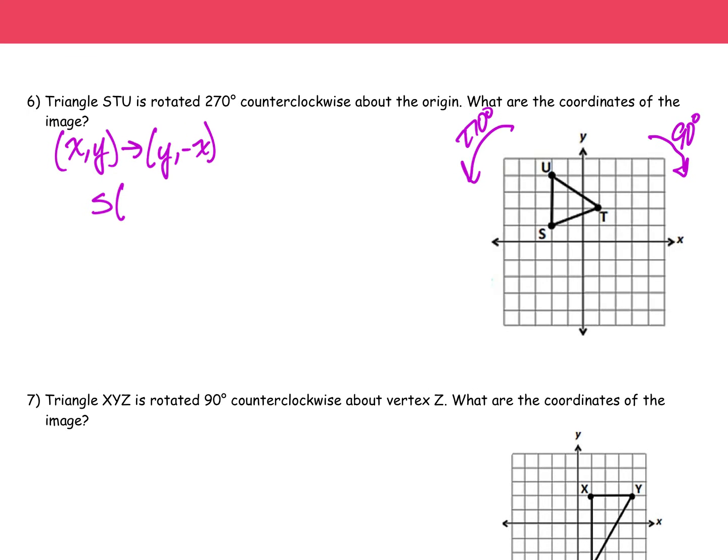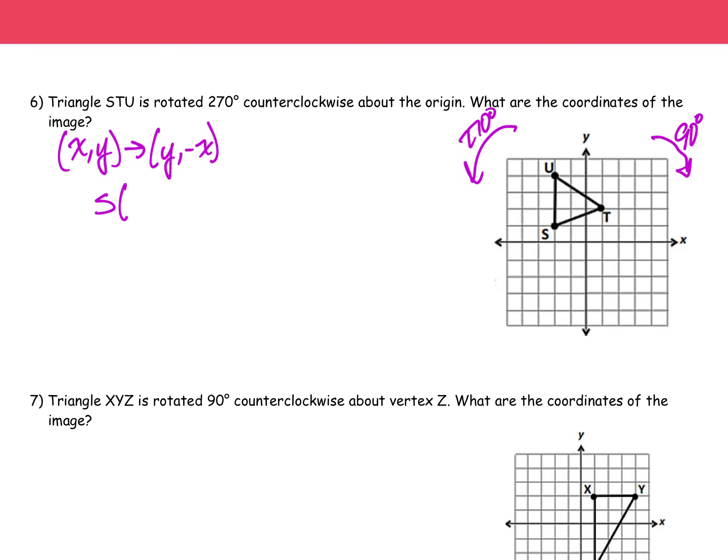I can blow it up a little bit. You can look on your paper though, so you don't have to squint. Look at your paper. There you go. I don't know why you're squinting. It's right there in front of you.